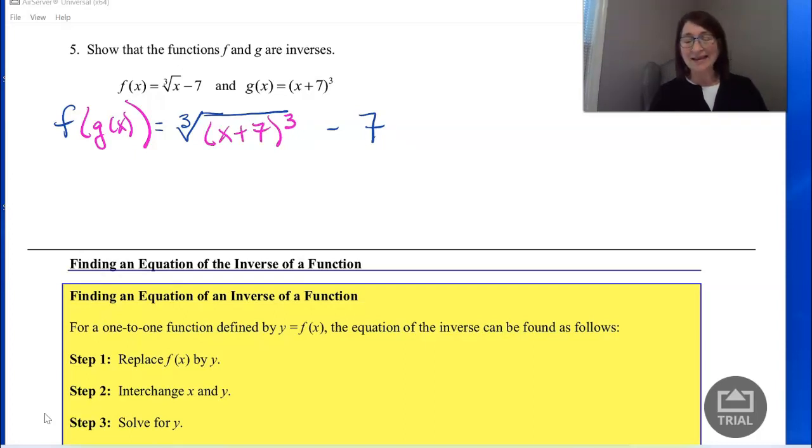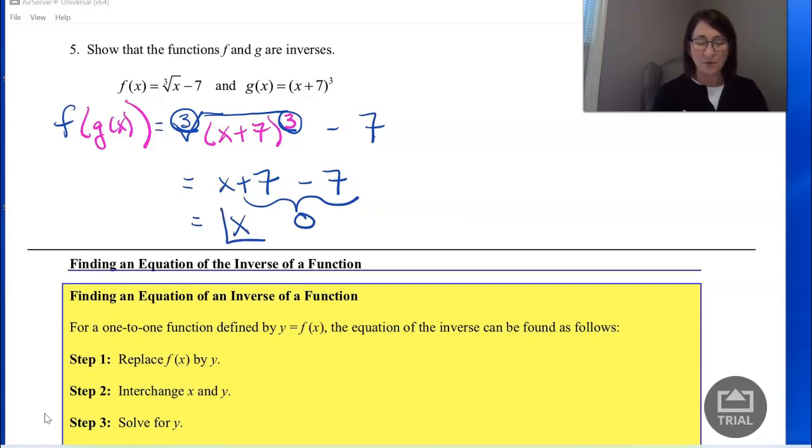All right. Anytime your exponent and your index match, that's going to shake out that radicand of x plus 7 in this case, and then I bring down the minus 7. So now that plus 7 and the minus 7, that's just 0. So that means this is equal to x. Now let's take the opposite composition. Let's do g of f of x.